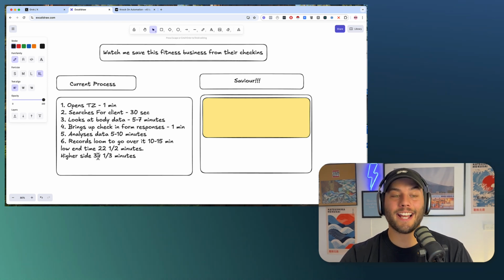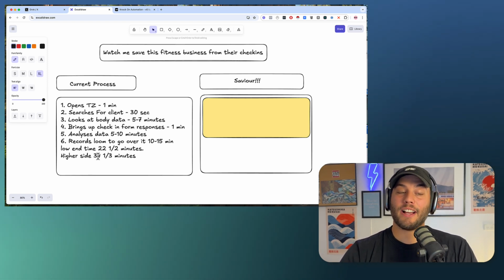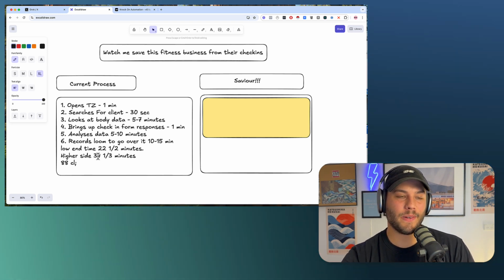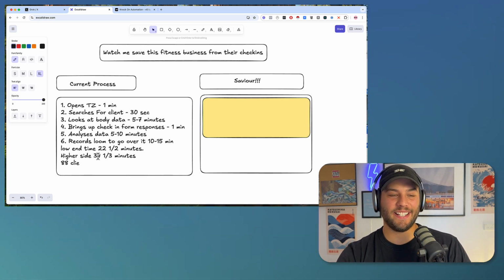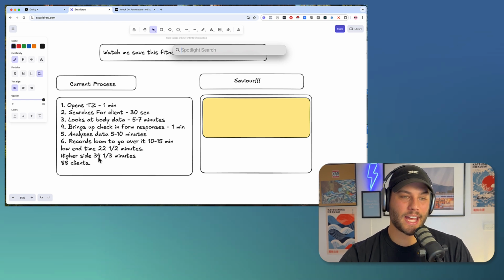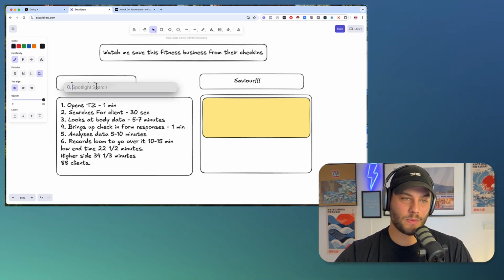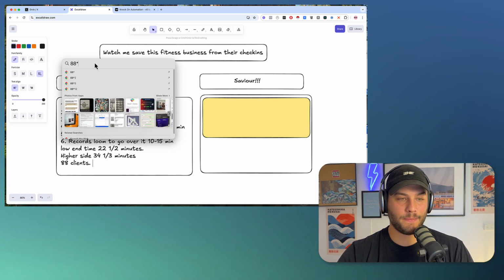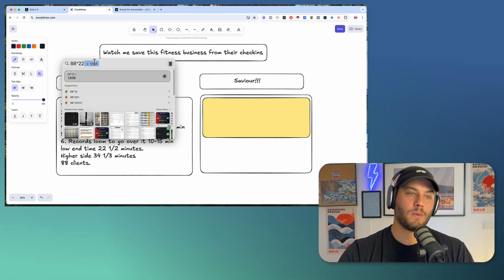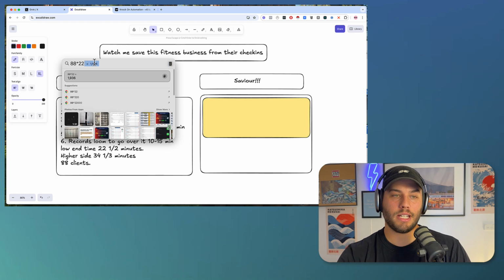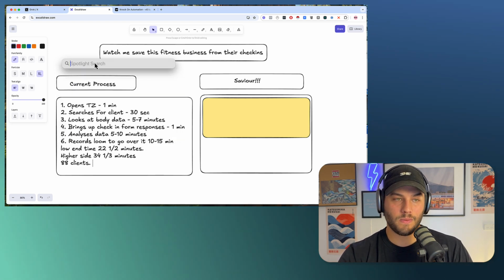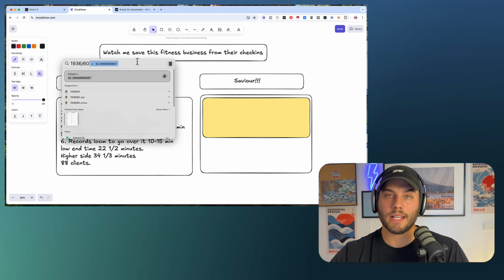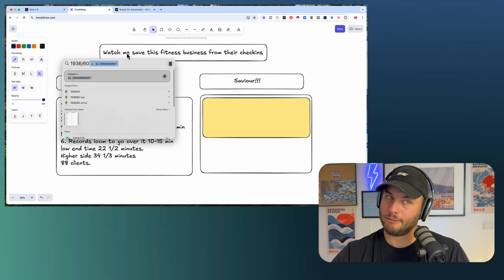And this client had 88 clients at the time when I started working with them, right? This is just insane. So 88 clients, their check-ins were spread across multiple days. So 88 times 22 is 1,936 minutes. So 1,936 minutes divided by 60 is just over 32 hours to complete their check-ins every week, right?